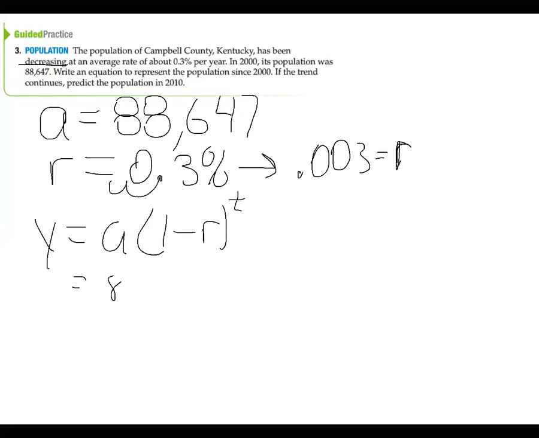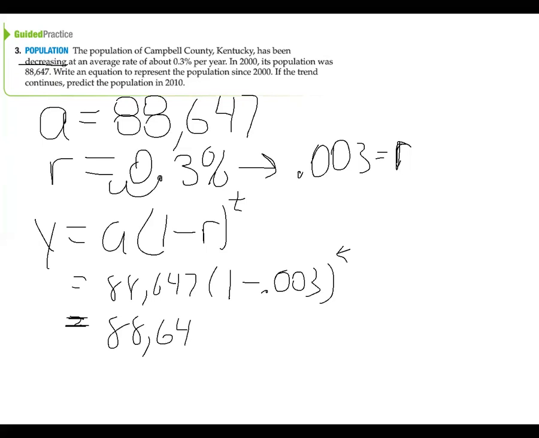So you would have y equals 88,647 times 1 minus 0.003 to the t. Now if you subtract that off, you get 0.997. Notice that the base of the exponent, the 0.997, is less than 1. It's a little bit less, but it's still less than 1. So that means you're talking about decrease.